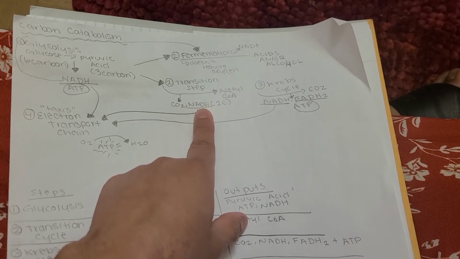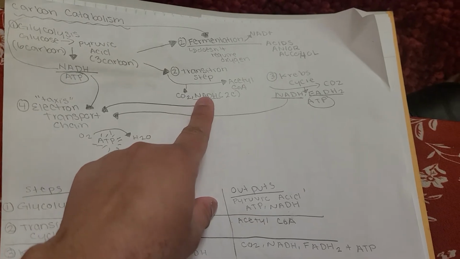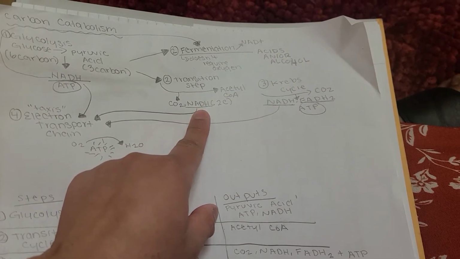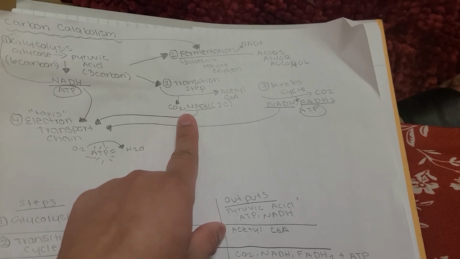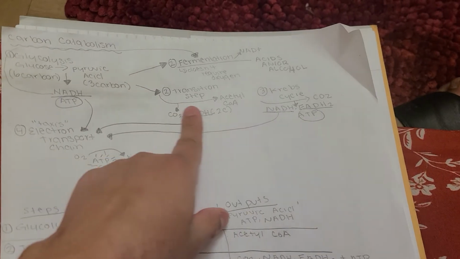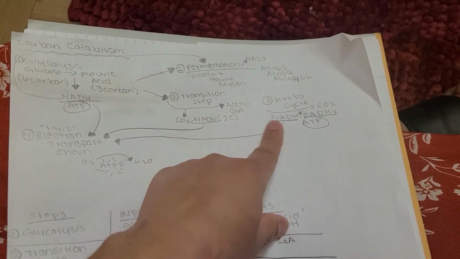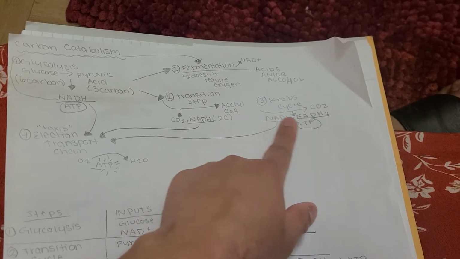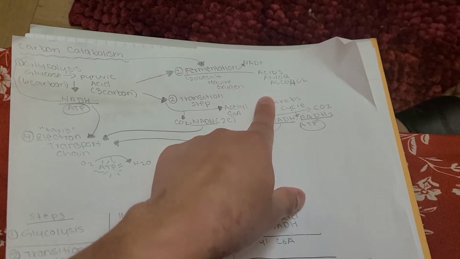The NADH is formed when it was receiving electrons. So carbon dioxide is released, and the acetyl coenzyme is broken down even further into more carbon dioxide in the Krebs cycle, which is step 3.